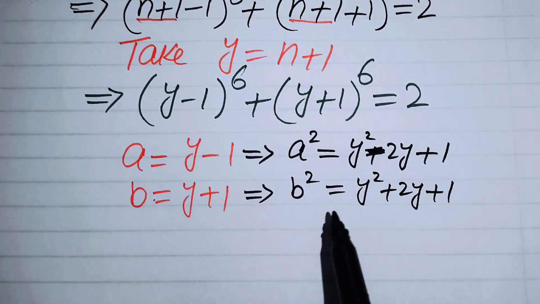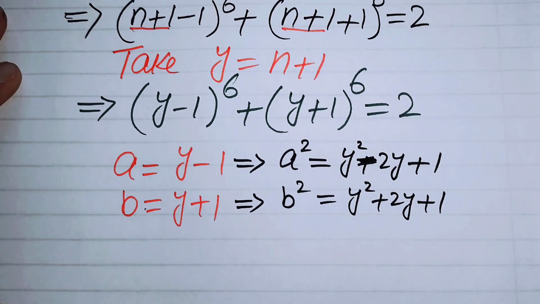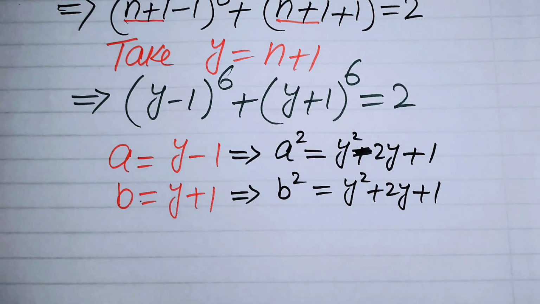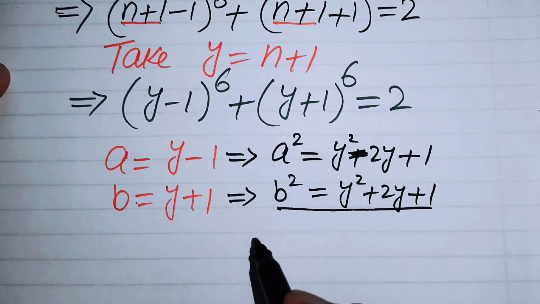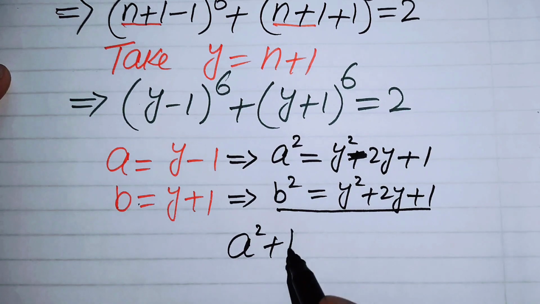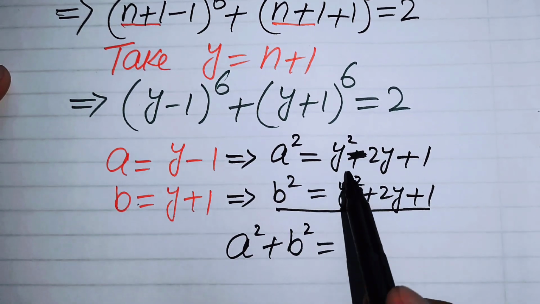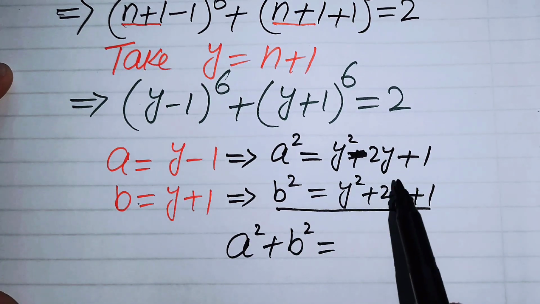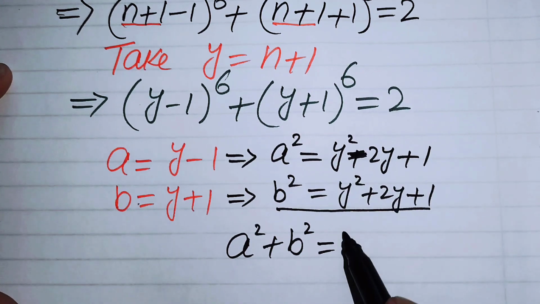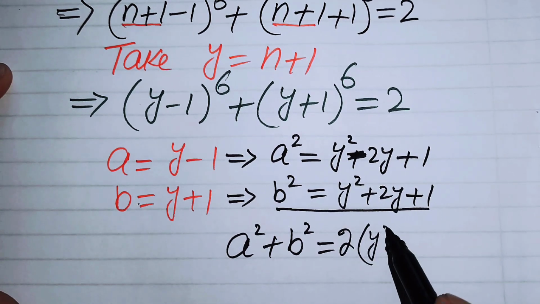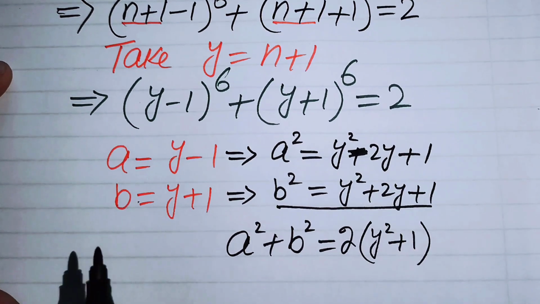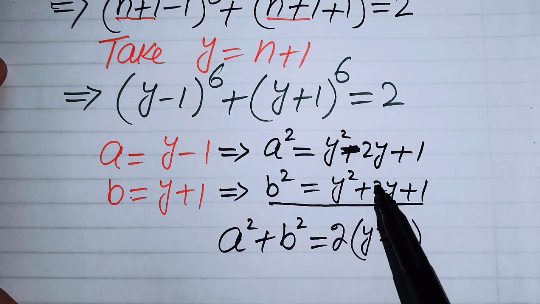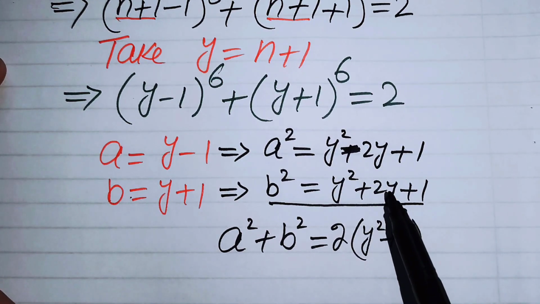So I can add these two expressions and you get a^2 + b^2 = y^2 + y^2 and 1 + 1 = 2, so you can write it as 2 times (y^2 + 1), and minus 2y and plus 2y are gone. These cancel each other out because one is negative and one is positive.